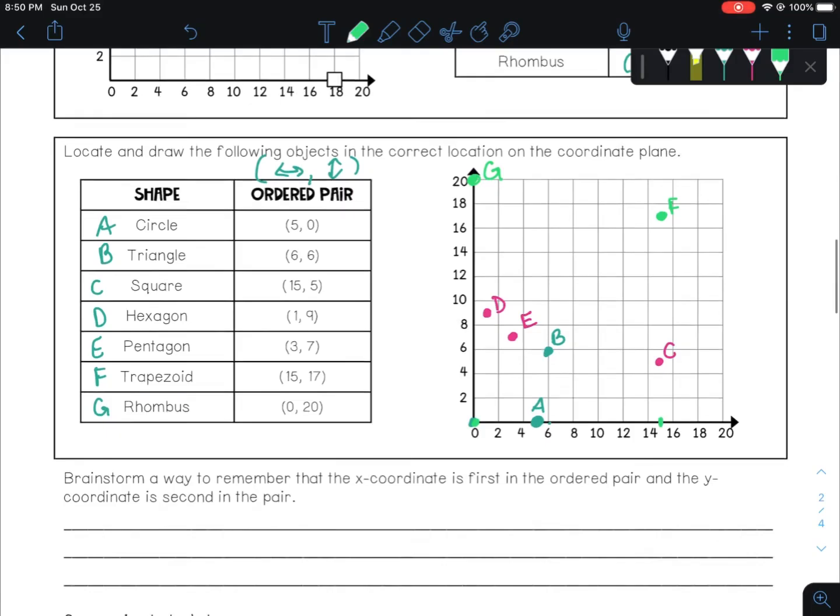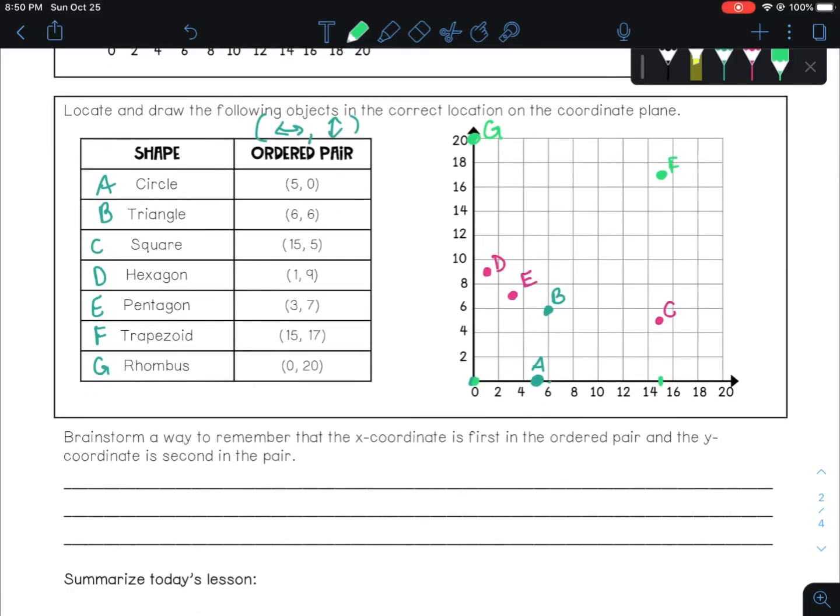And now this last part is actually just a quick little memory trick, and I'll tell you the one that I use. So how do we remember that the x coordinate is first and the y coordinate is second? So I actually use alphabetical order because it goes X, Y, Z, right? So X goes first, Y goes second. Alphabetical order.